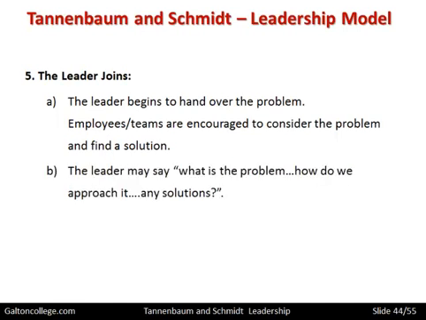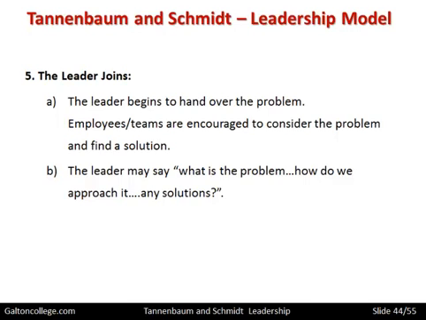The leader may say, what is the problem? How do we approach it? Any solutions? So it's different from the past, from the more autocratic style. In the more autocratic style, the leader says, this is what I want done. There was no explanation as to what the problem was or what the rationale behind the decision. This is what I want done. I want it done within the next 2 days or whatever.